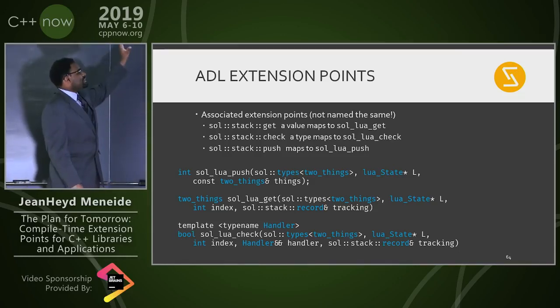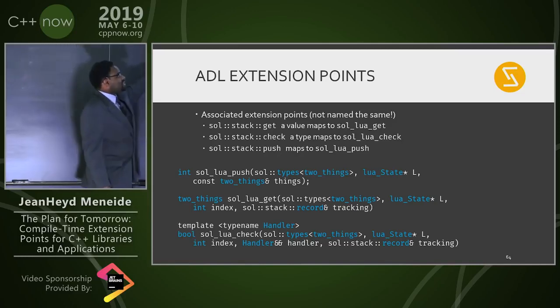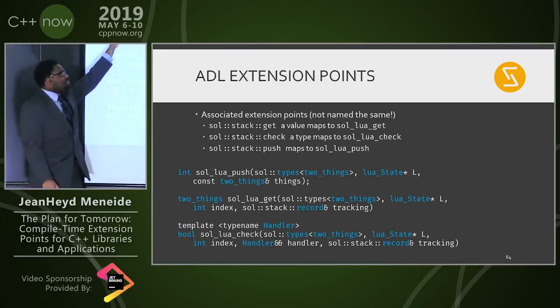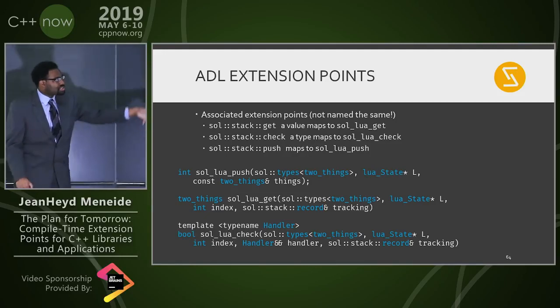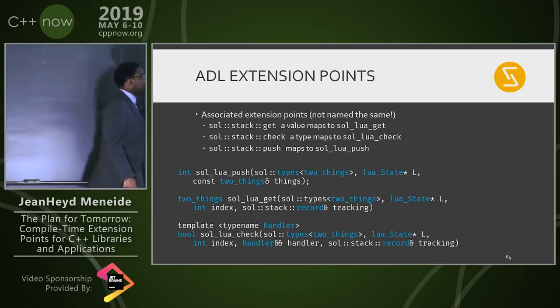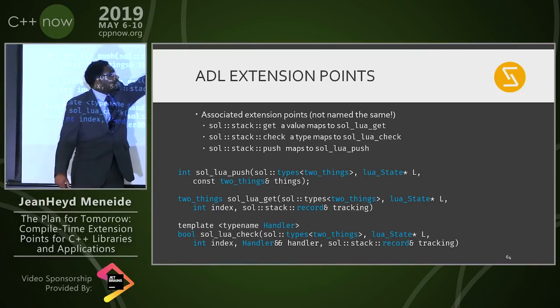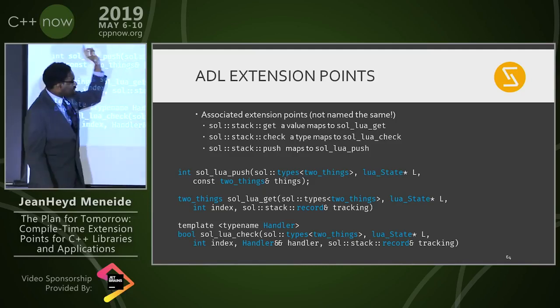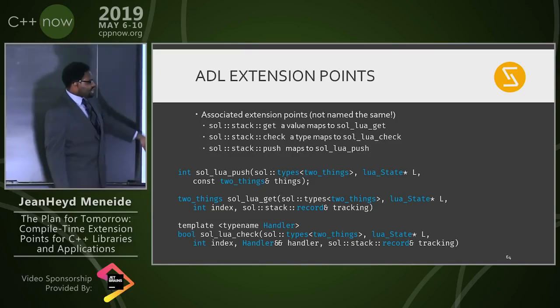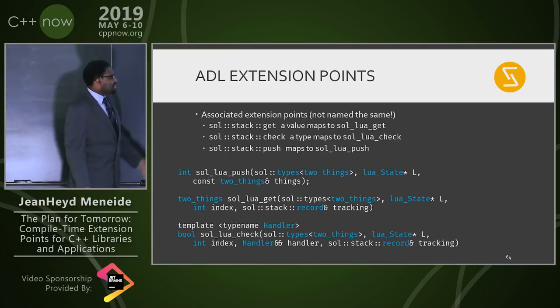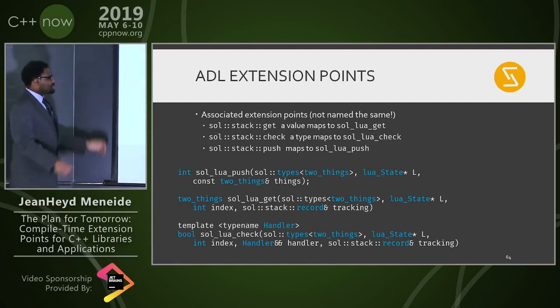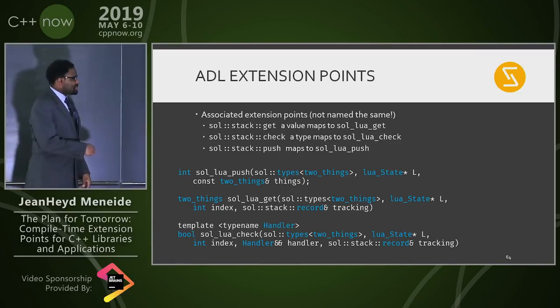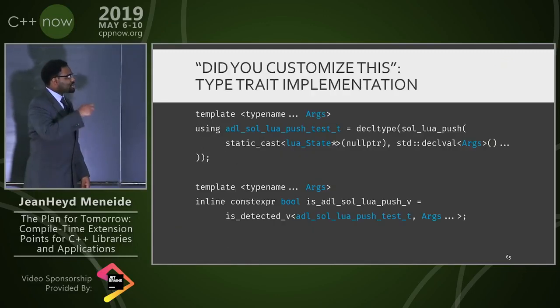Yay. I have these three functions, right? stack get, stack check, stack push. And I map them to these alternatively named extension points, right? So sol lua get, sol lua check, sol lua push. And this is the way you work with them: you define one of these functions. They look a little bit verbose, but that's because I opted to show you the full namespace and everything. But we're going to talk about how these work and some of the problems that come along with them.